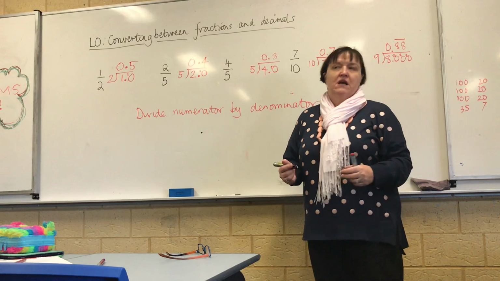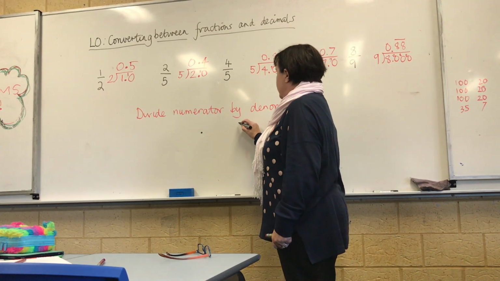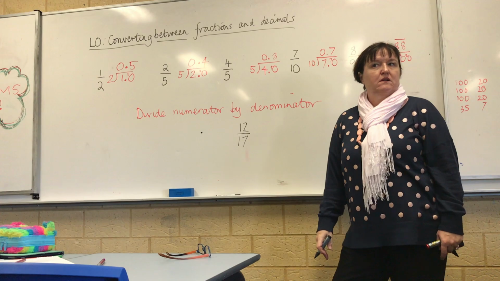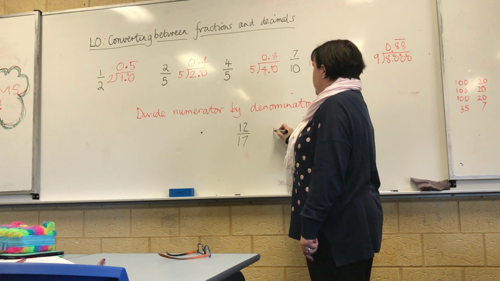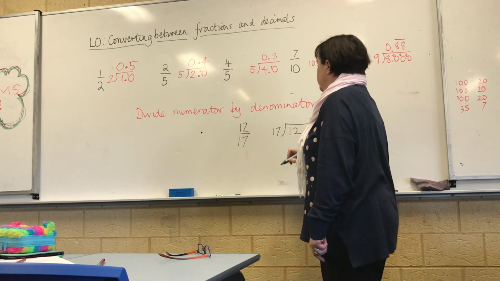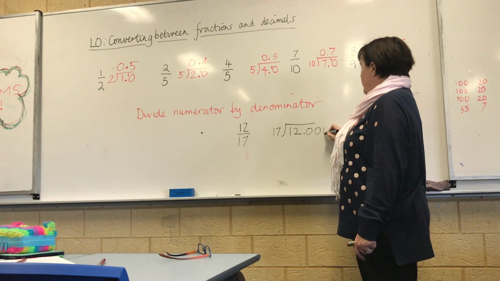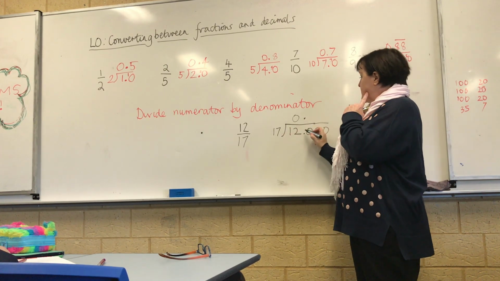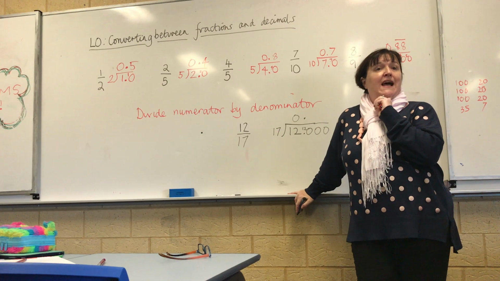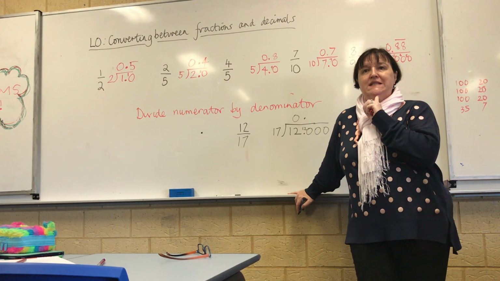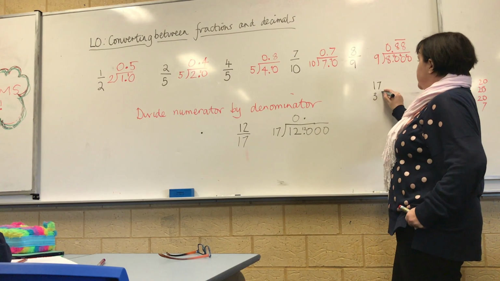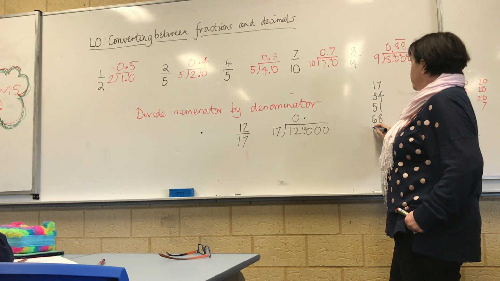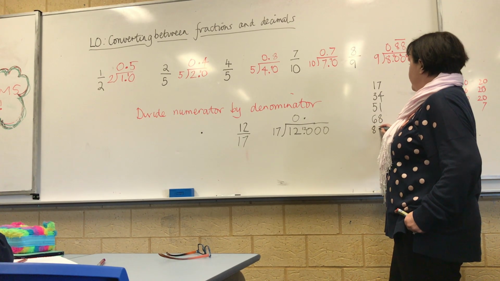Okay. So what happens then if you've got something quite complicated like 12 over 17? So this one is going to be 17 into 12. It's going to be trickier. So it's going to be 0 point something. So we have to move the 12 across to 120. So now, how many 17s are there in 120? So we've got 17, 34, 51, 68, 83.